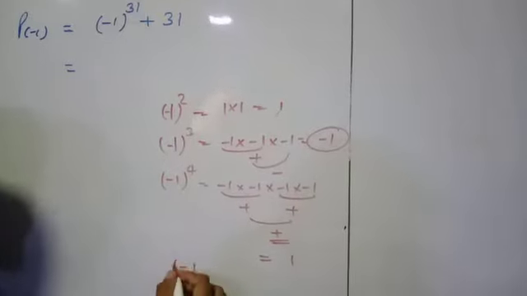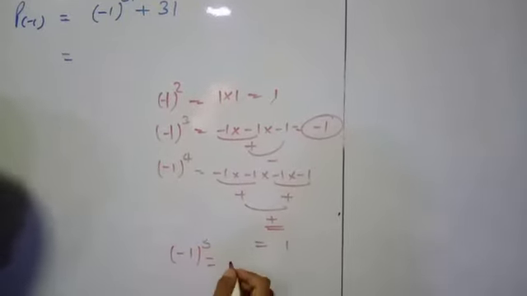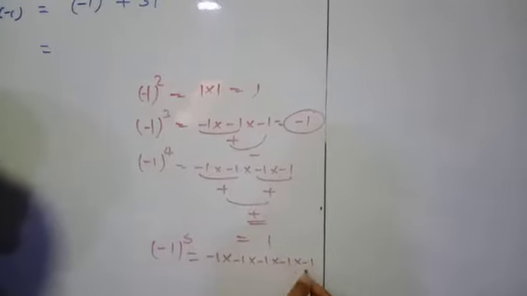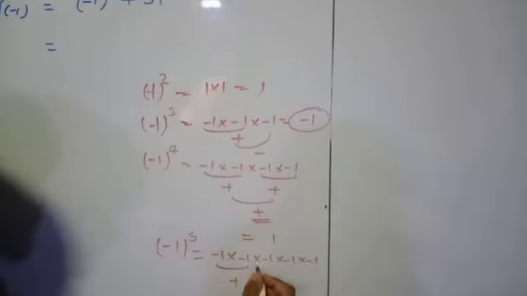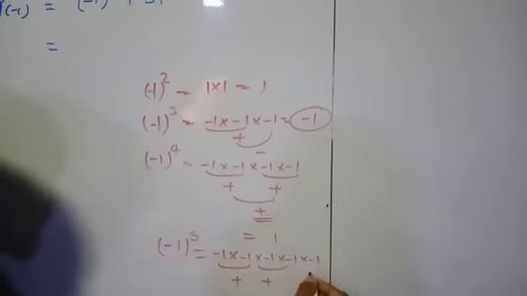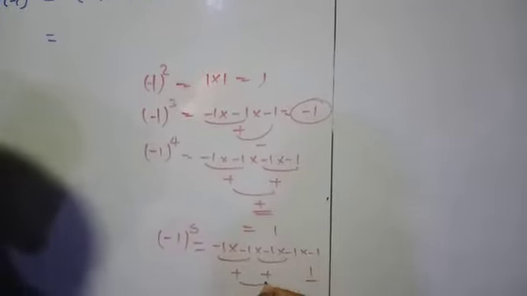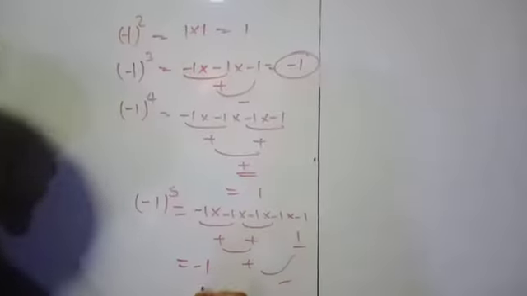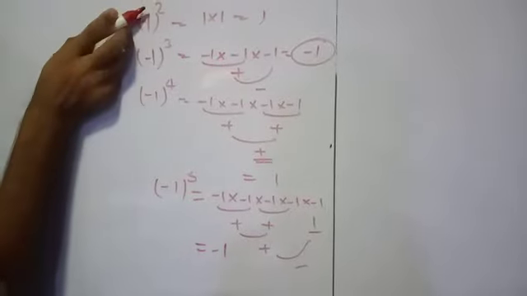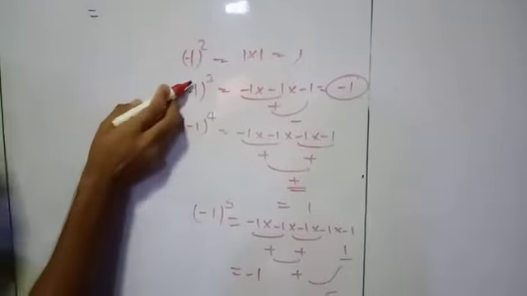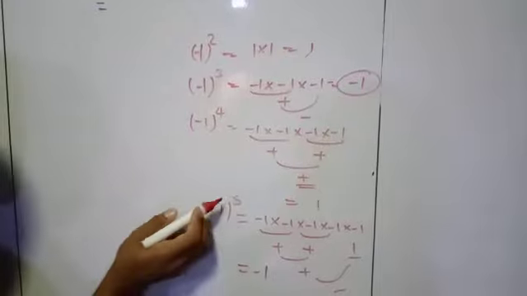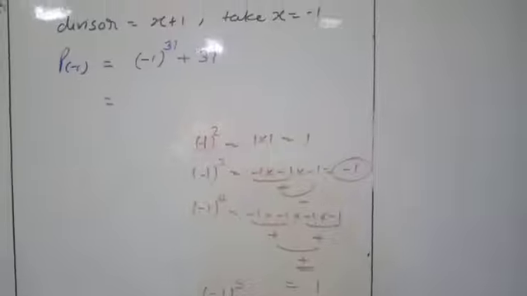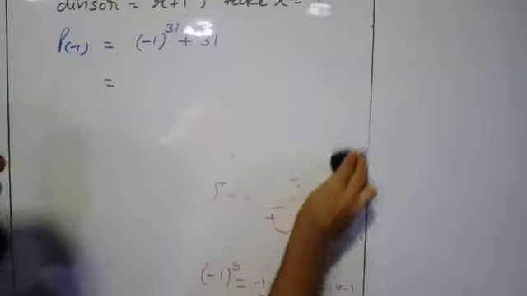One more example, minus 1 raised to 5. Minus 1 into minus 1 into minus 1 into minus 1 into minus 1. Minus minus becomes plus, minus minus becomes plus, and this one is minus. Plus into plus becomes plus, this plus and minus becomes minus, so we are getting the answer minus. So if we have the index 2, we are getting plus, 3 minus, 4 plus, 5 minus. That means if we have an odd number as the index, we will get the answer in negative form.